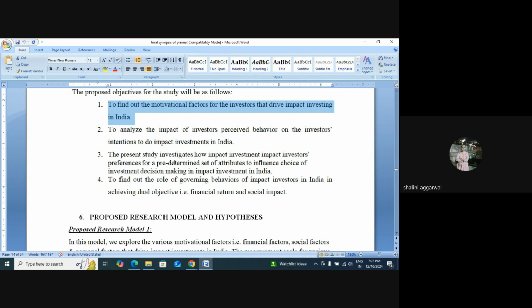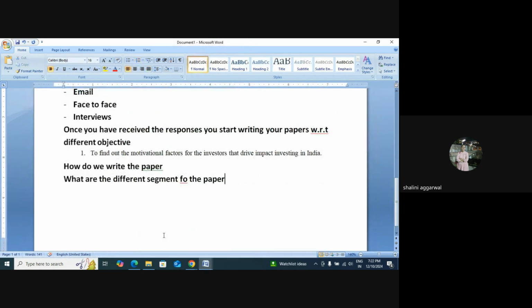So let me tell you what the different segments are. How do we write a quantitative paper? We will be talking about the quantitative paper, in which we collect the data from a primary data study, right? So how do we write a quantitative paper and what are its different segments?